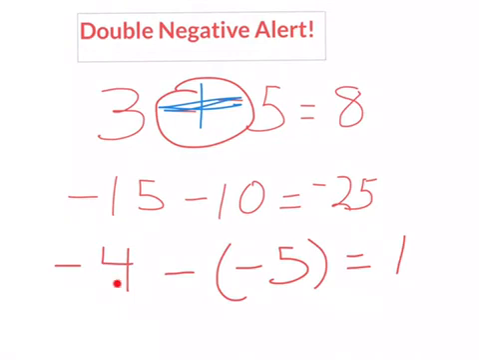For the third problem, negative 4 minus a negative 5, I do have a double negative here. There's not a number in between the negatives. There's one set of parentheses here, or one parenthesis. But there are two negatives without a number in between. So I would circle it here, and that would become a plus sign. So I'd have a negative 4 plus 5. So a negative 4 and a positive 5, and that would equal the number 1.